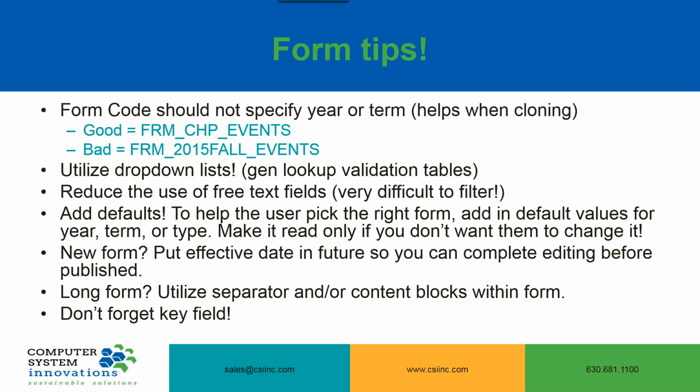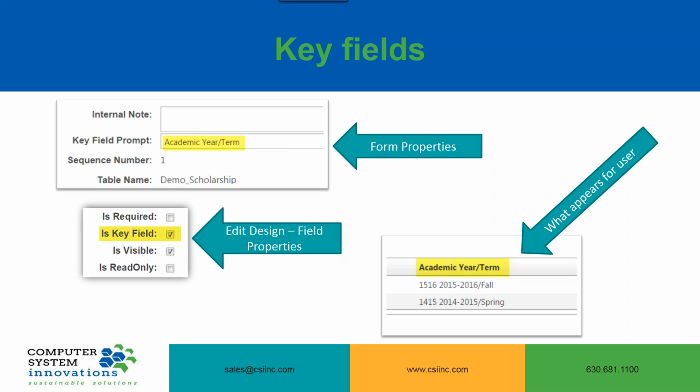And don't forget key field. So here's where we're going to talk about key field. I think this is probably the most underutilized area of ICE. It's a little confusing because it's in several different places that you need to check it. But it's very important. Key fields are fields within your form that you identify, and these fields will appear on the step where they pick a form to submit. So this can be very important when you have several forms published, and the user needs to know, okay, which of these 5 do I pick?